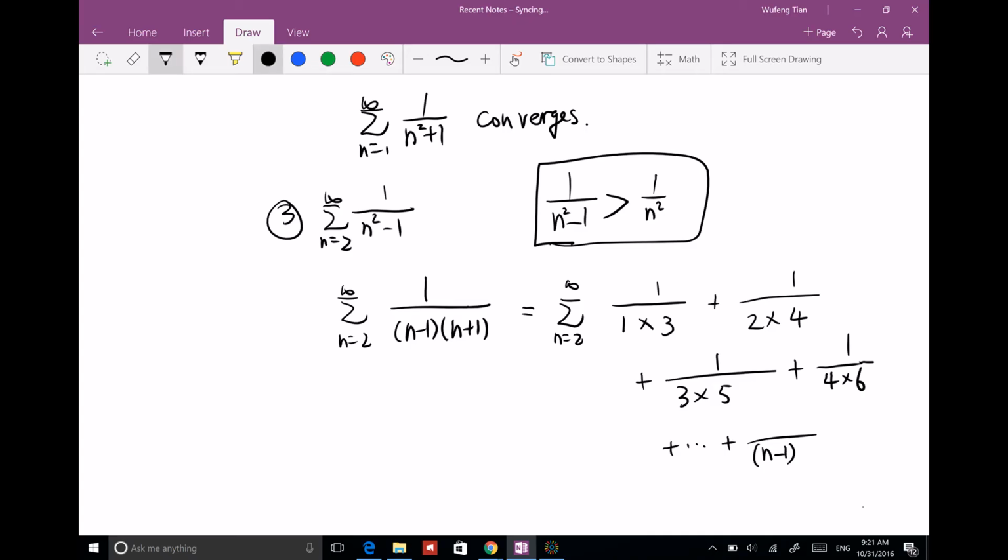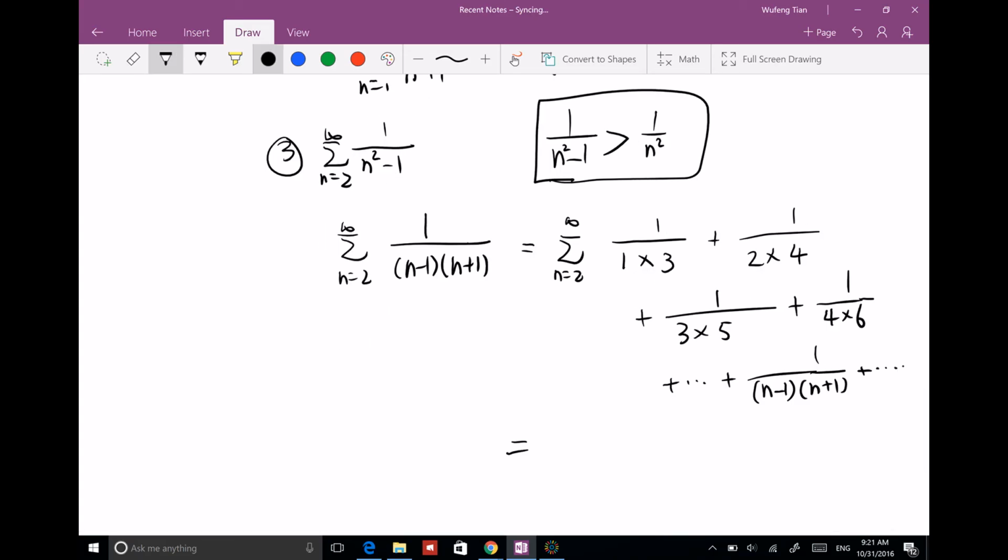You can split it, right? So continue, what happened? You can try this, what next? Anyone? Nobody?